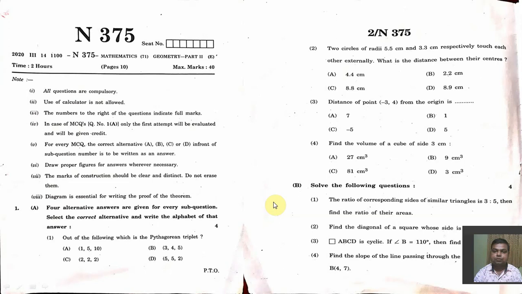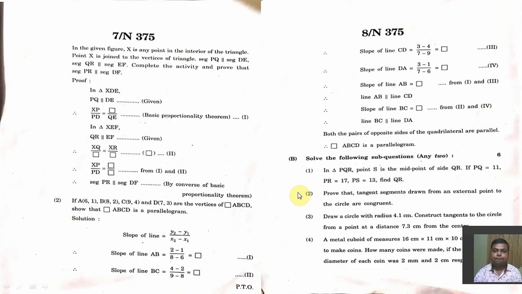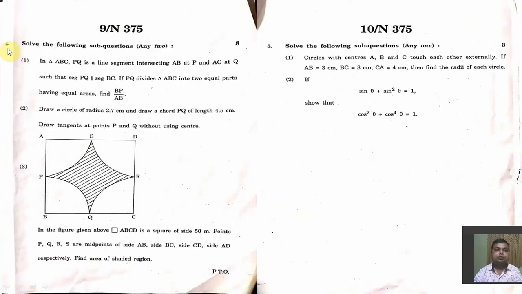Now see question number 4. See, this is question number 4. Solve the following sub questions. Any 2 you have to attempt. Questions 1, 2 and 3 are given. If you attempt any 2 questions correctly, you will score 8 marks.